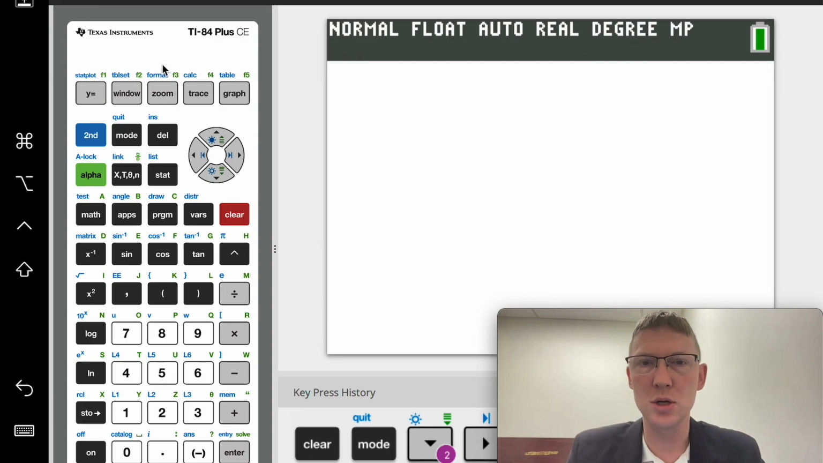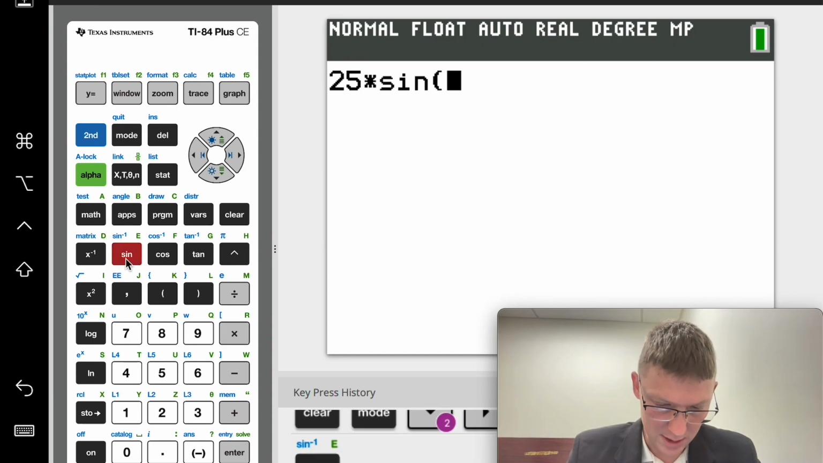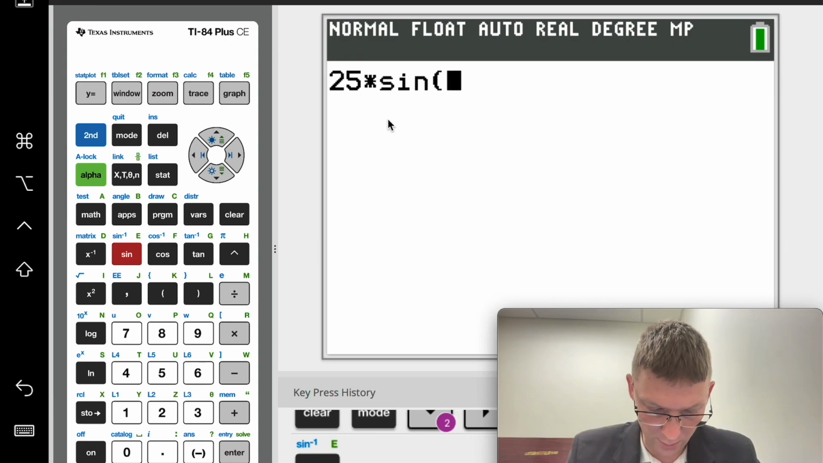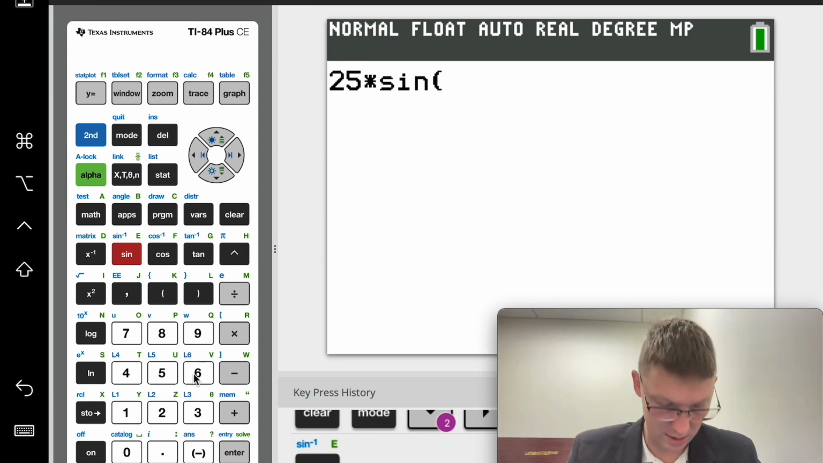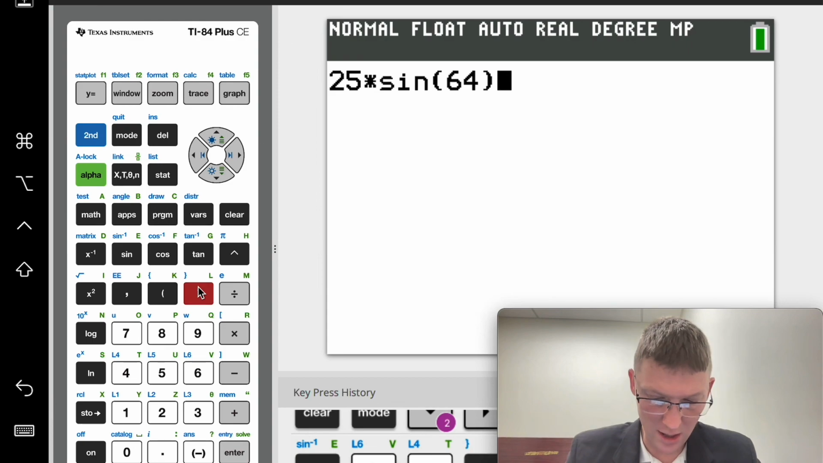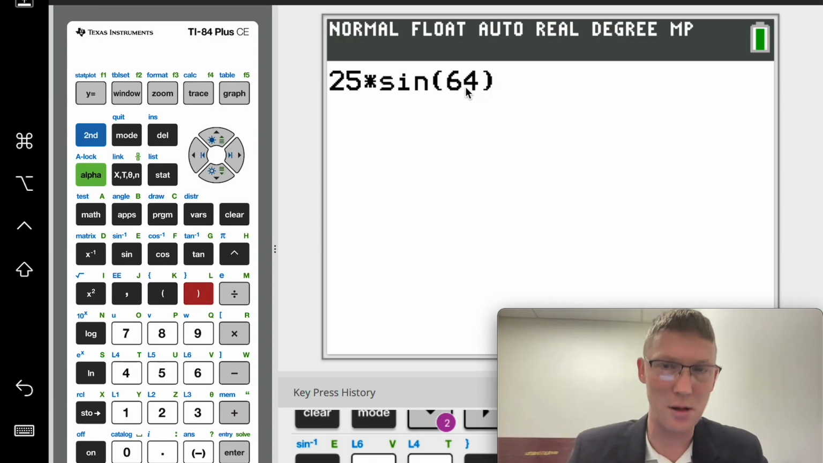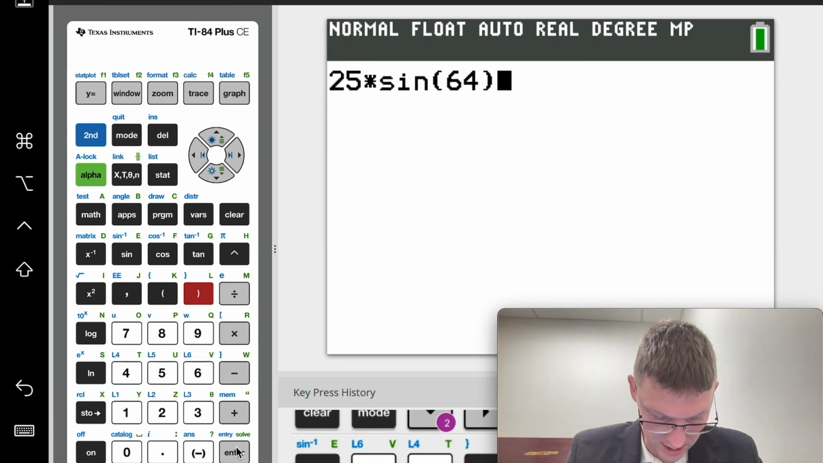Remember, we're doing 25 times sine of 64. I'm going to type in 25 first, and you can type in times if you want to. And then here's our little sine button. Sine, and notice how it gives us an open parenthesis. We're just going to put in 64. You can leave the parenthesis open now, but I'm going to go ahead and close it just as good practice. If you were going to have more of an equation, you would want to close this to tell the calculator that I only want the sine of 64 degrees, not 64 times this plus that, and so on. So we're going to push enter.